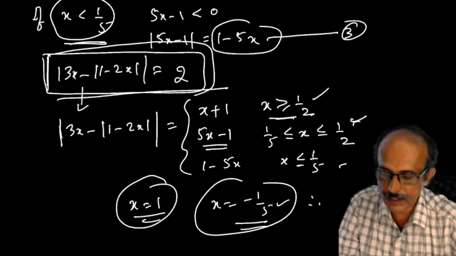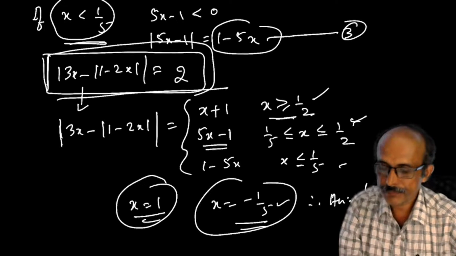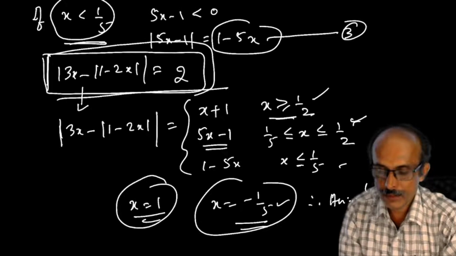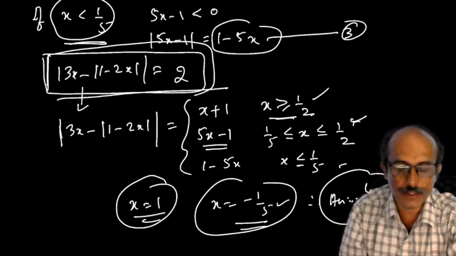So hence the final answer comes out as 1 minus 1 by 5, that is 4 by 5. 1 minus 1 by 5 goes to 4 by 5. So the sum of the roots is given by 4 by 5.